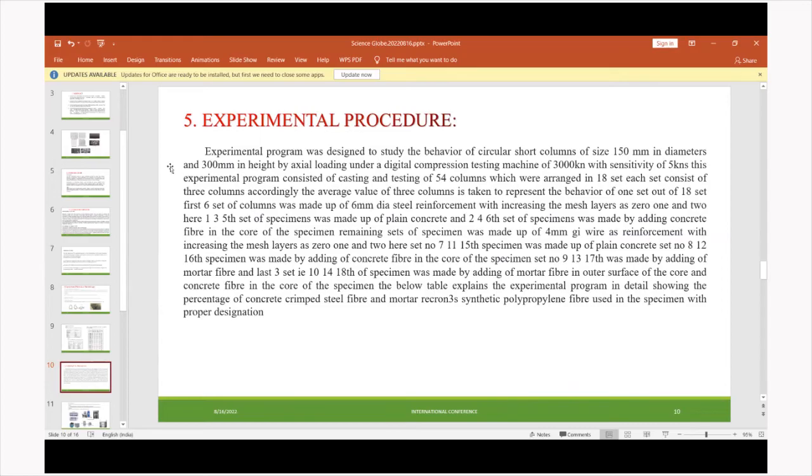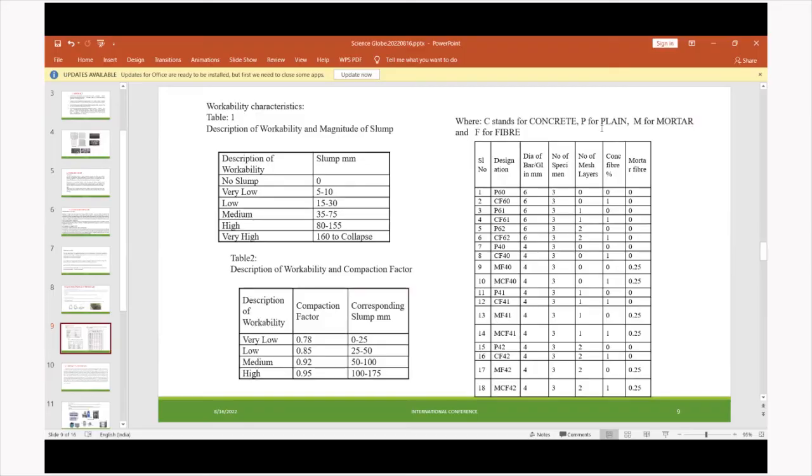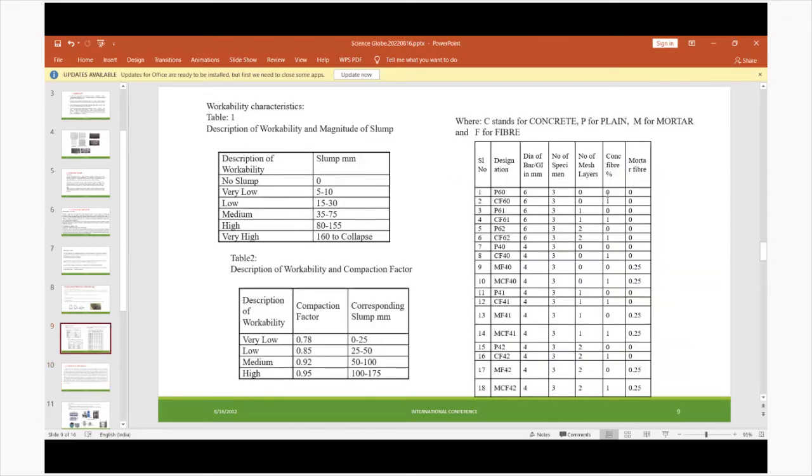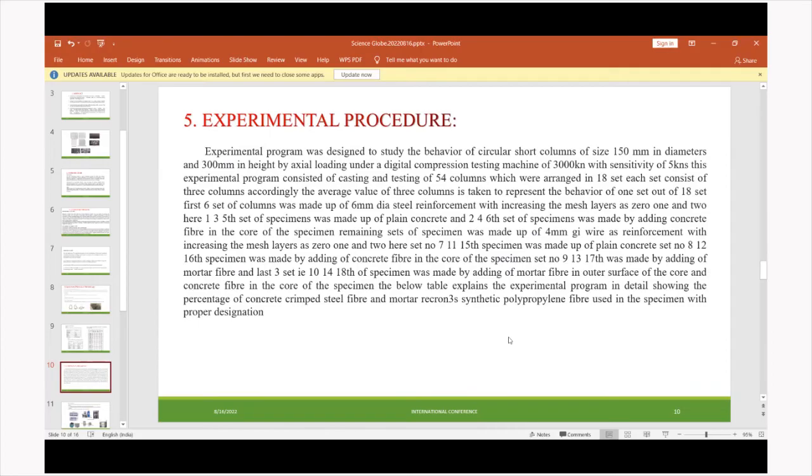Under this experimental procedure, it has been clearly mentioned that the experimental program was designed to study the behavior of circular columns, with cylinders of 150 mm diameter and 300 mm height prepared. In this table, the same experimental procedure has been listed. If we go on counting, it comes up to 54 columns. If we count the number of specimens, 18 into 3 is 54 columns.